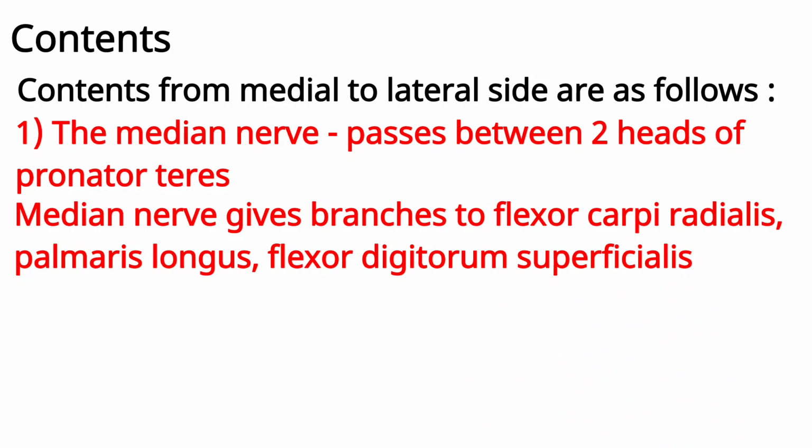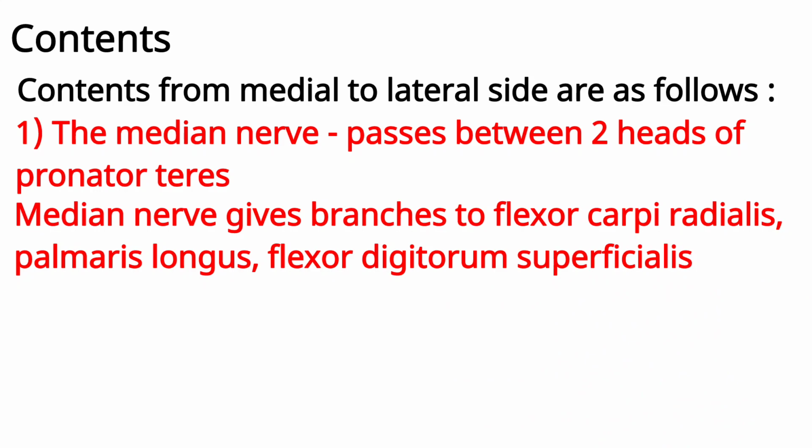cubital fossa. Now coming to the floor of the cubital fossa. The floor of the cubital fossa is formed by two muscles, supinator and brachialis. Supinator laterally, brachialis medially, on the ulna, and supinator on the radius bone. Okay, so these are the boundaries.